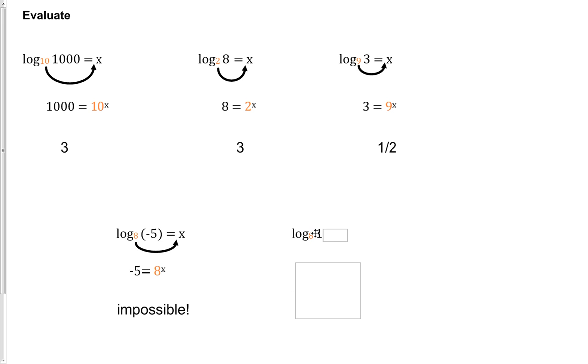Finally, we have log base 8 of 1. Set it equal to x, move our base over, and we have 1 equals 8 to the x. Well, 8 to what power is going to equal 1? Anything to what power is going to equal 1? Anything to the 0 power is going to equal 1. So our answer is just 0. So whenever you have the log base anything of 1, it's just going to be 0 because anything raised to the 0 power is 1.